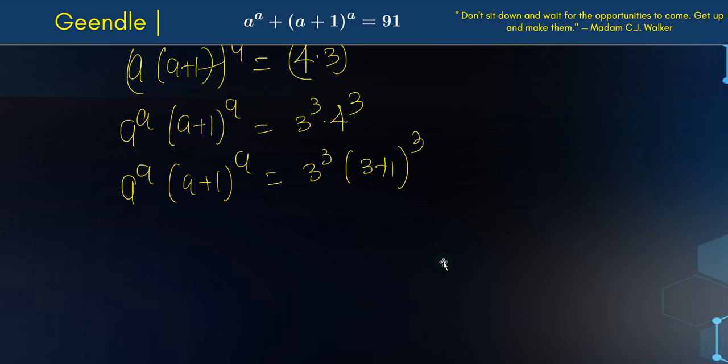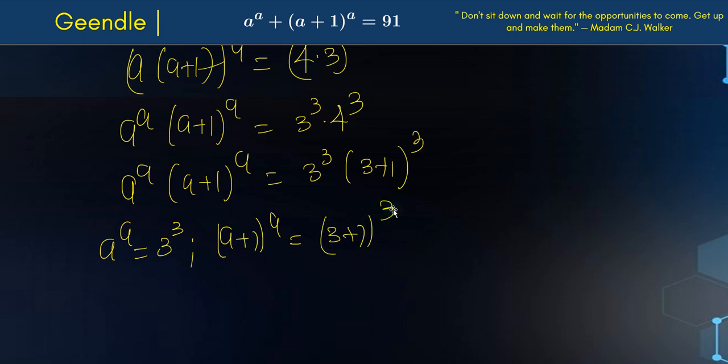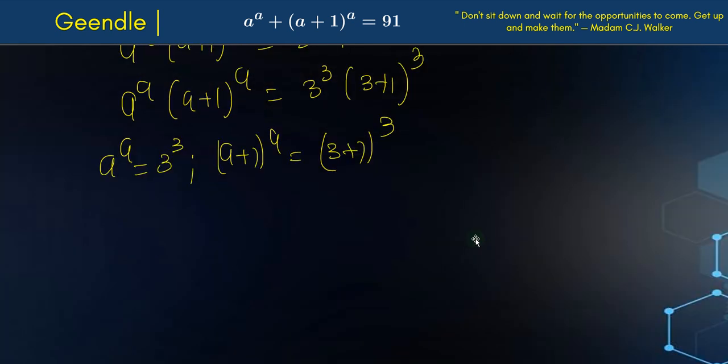So by comparing this, we're going to have that a to the a is equal to 3 to the power of 3. And (a plus 1) to the power of a is going to be equal to (3 plus 1) to the power of 3. So all comparisons here give us a equals 3. From the bases, I'm going to have a equals 3, right? And from the powers, a equals 3. So a is equal to 3.